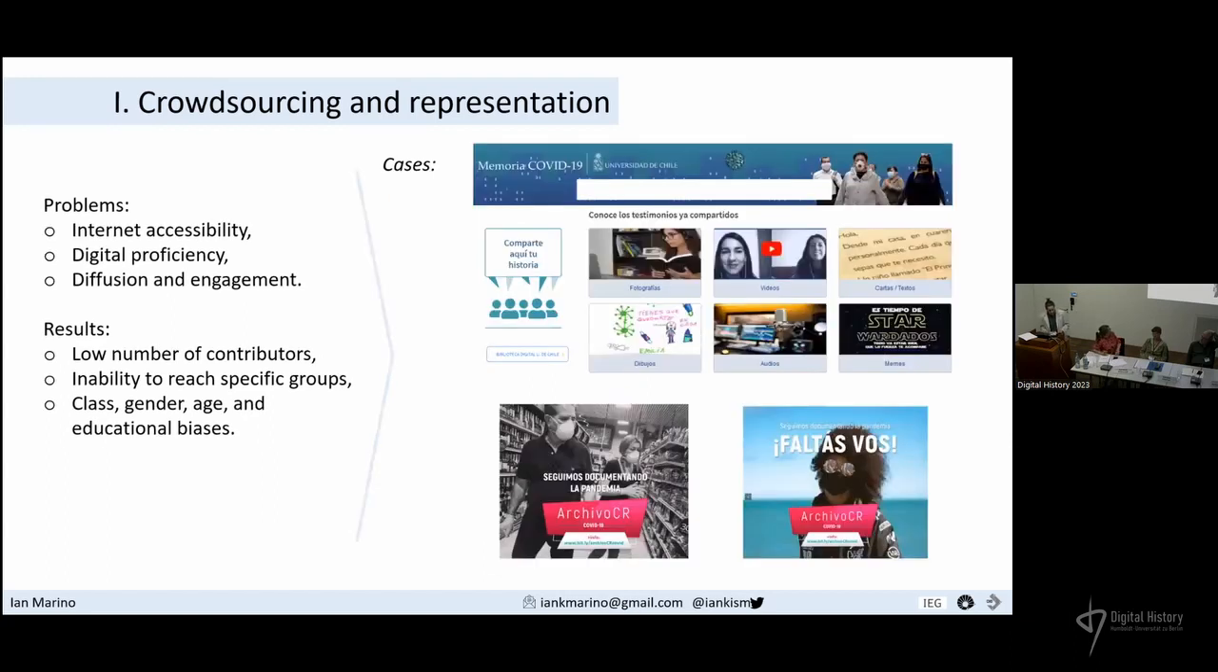Another issue concerning representativity is social class bias. For example, if you look at these two initiatives, the Chilean initiative, Memoria COVID-19, and the Costa Rican initiative, Arquivo Ser COVID-19, we can see that there is a majority of contributions from people who are at home doing lockdown, mostly white people, mostly people living in urban areas. So we can see a very clear underrepresentation of people living in rural areas, people living in poor conditions, which shows another problem regarding bias.